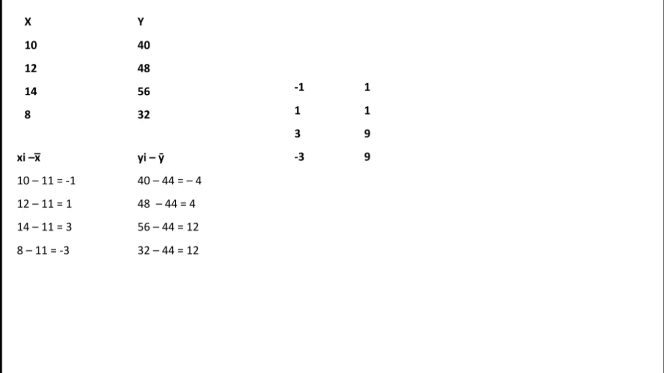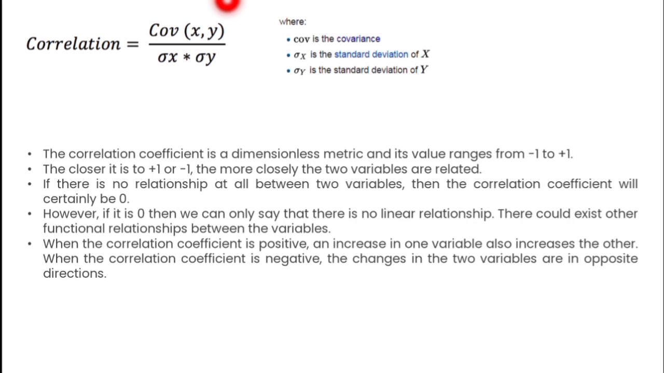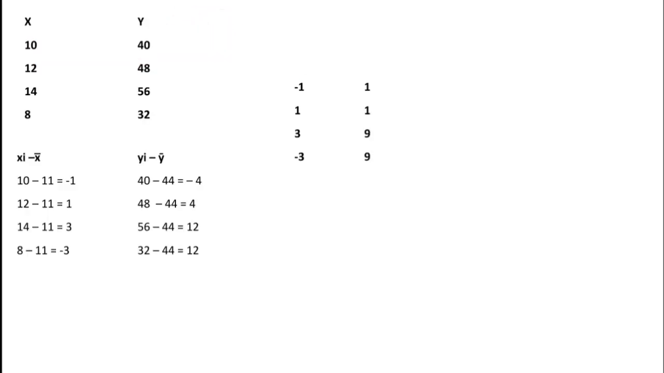Same values I am considering here: 10, 12, 14, 8, and 40, 48, 56, 32. First I have to calculate the covariance. So I am calculating x minus x bar. You know the formula, right? I already explained it. And yi minus y bar. So again I have to calculate the mean. What is the mean? The mean value of x is 11. The mean value of y is 44.